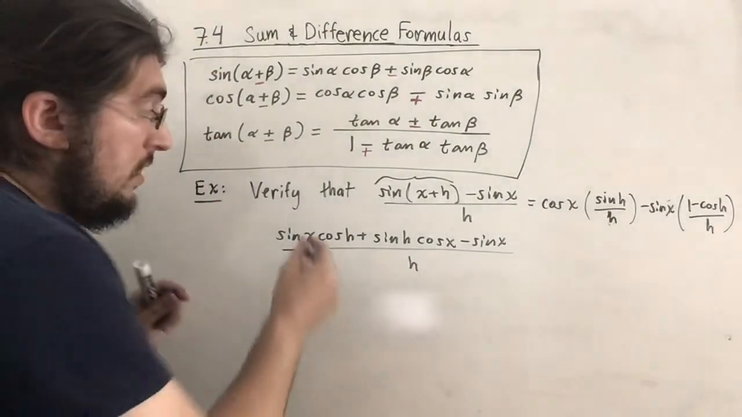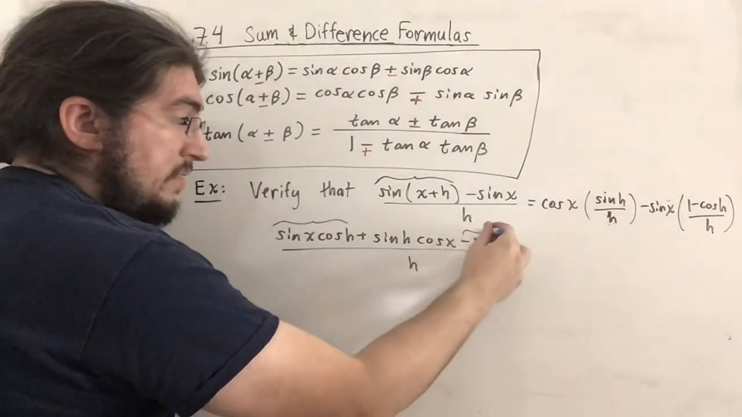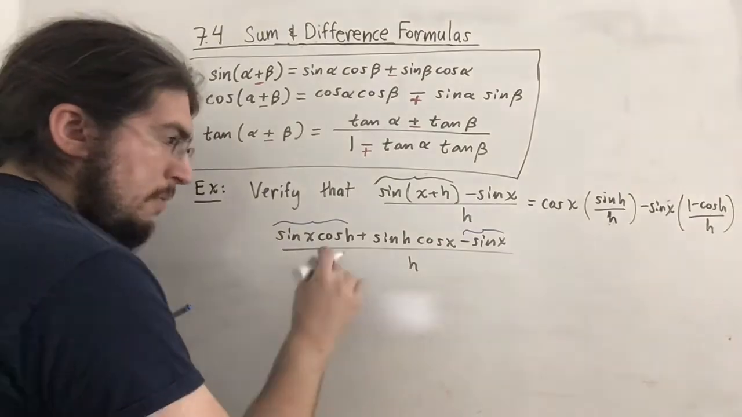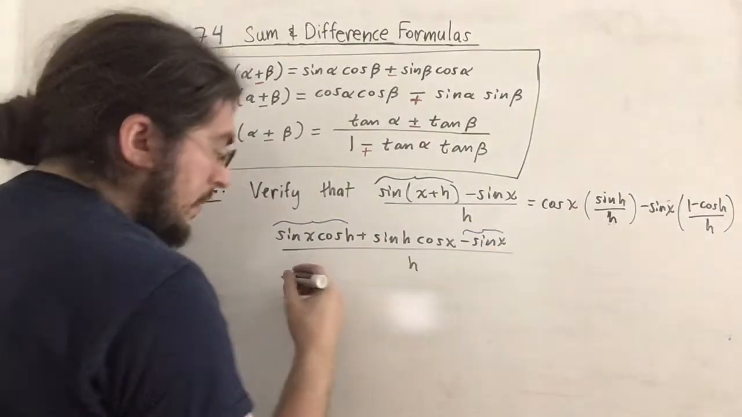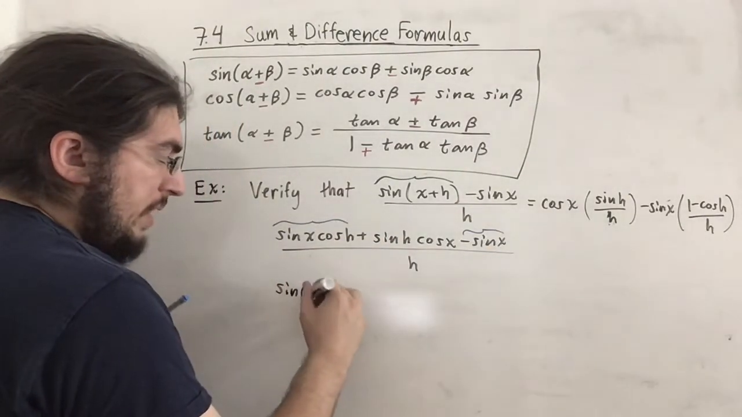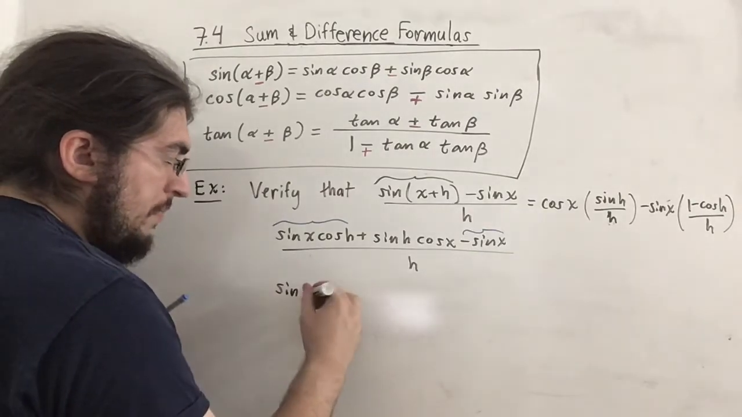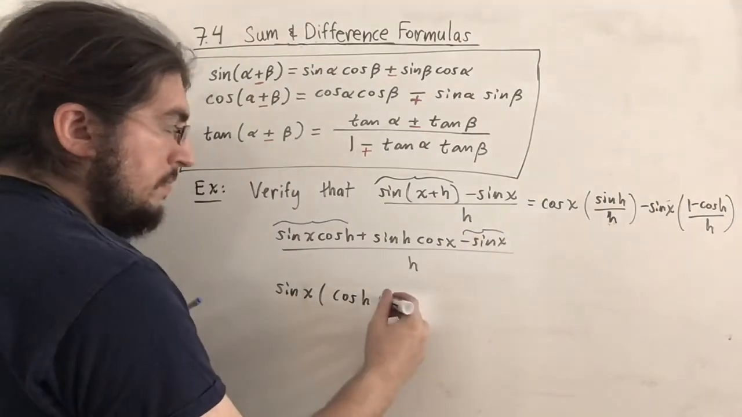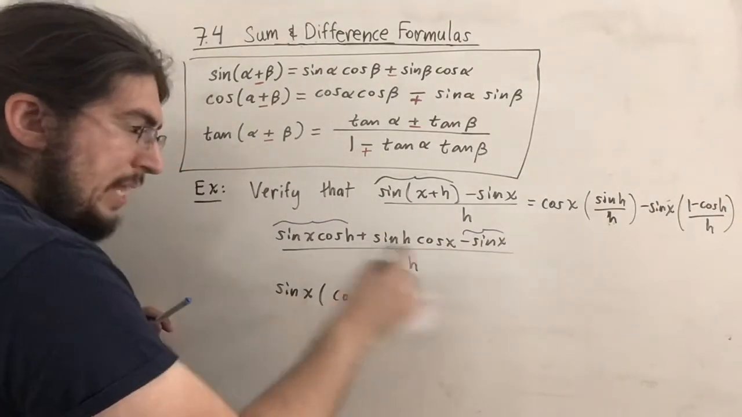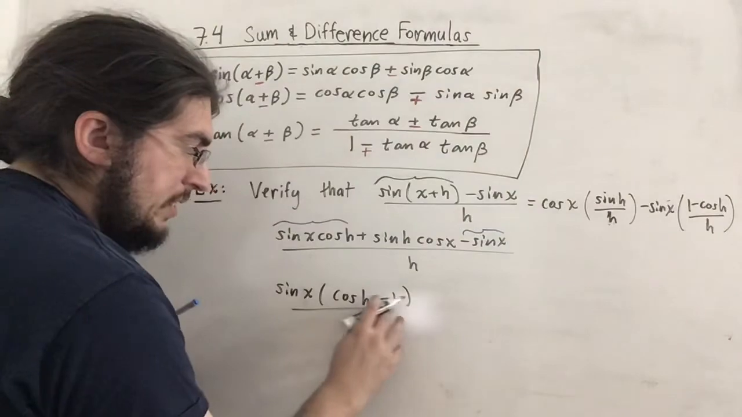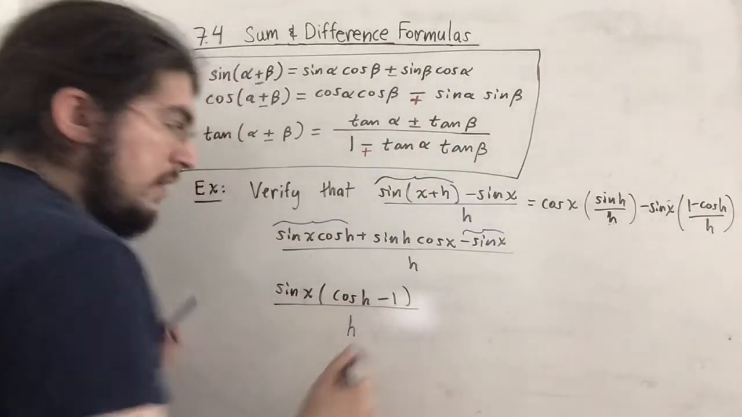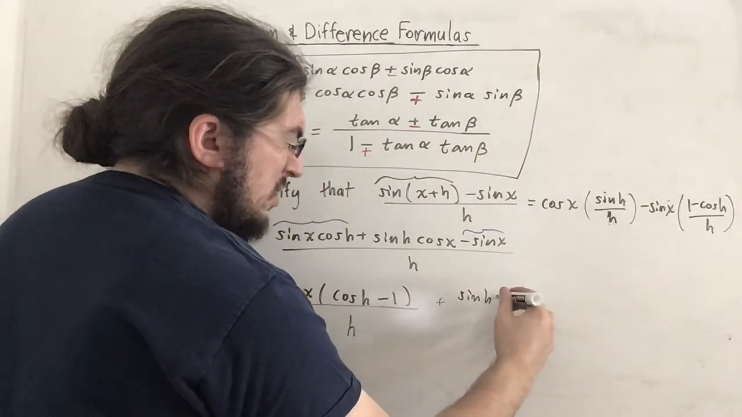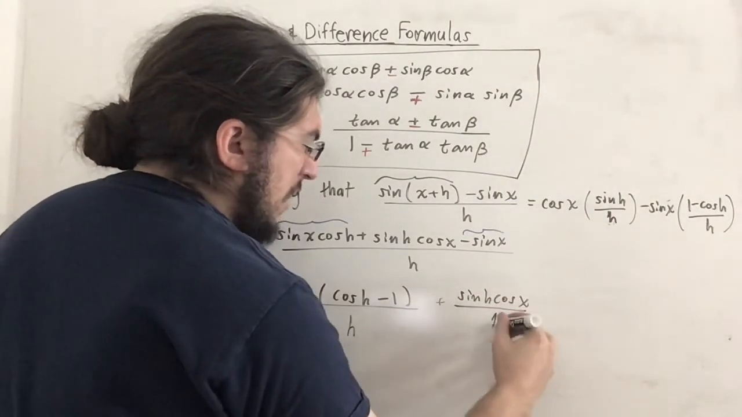From here we can see that these two actually have sine of x in common. So if you pull sine of x out from those, and we can split it up as well, let me just write it like this. So we have sine of x outside of cosine of h minus 1, and that's of course over h, so I'm splitting up the fraction as that quantity over h, good, plus sine h cosine x over h.